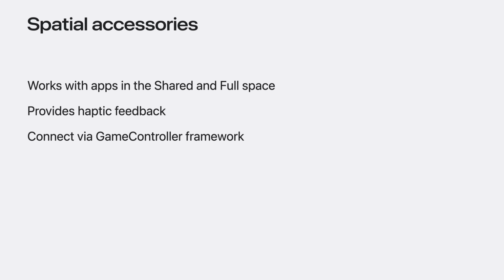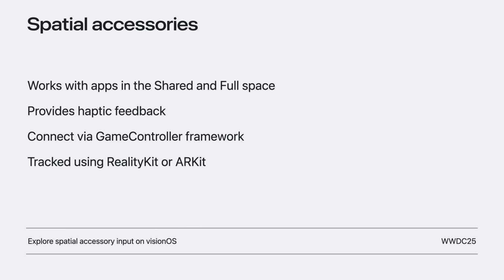You can use the familiar game controller framework to discover Bluetooth connections. And for tracking, you can either use RealityKit or ARKit if your app uses a custom renderer with Metal and Compositor Services. To learn more about how to add spatial accessory input to your apps, see our Explore Spatial Accessory Input on visionOS session.